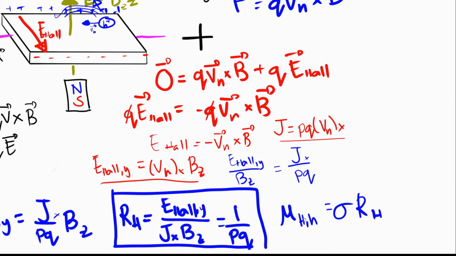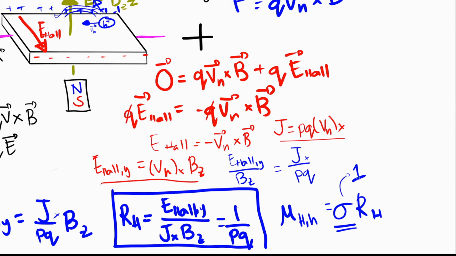This Hall mobility is actually analogous to the mobility of our charge carriers. They seem to have the same units, but they differ by a factor sigma. This is your Hall factor. And this Hall factor depends on the temperature and the charge carrier scattering. But usually, we just take this as 1 experimentally.